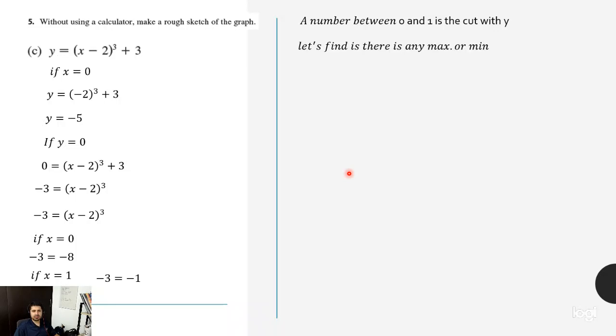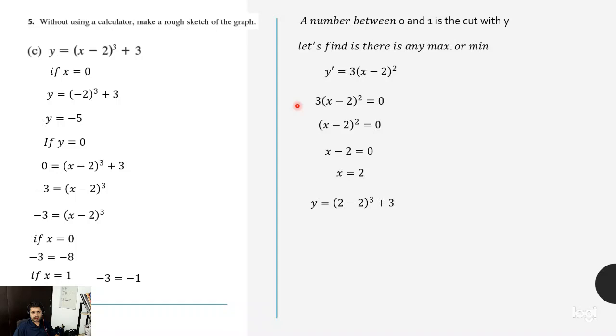So let's find if there is any maximum or minimum. How do we get this one? We need to derive, so we need to get the first derivative. This one is a constant, 3, so we get 0. Then we have this one, 3 times x minus 2 squared, and we set this critical point equal to 0. The 3 goes to the other side, dividing, so it disappears. Then you take the square root of both sides, and you have x equal to 2.